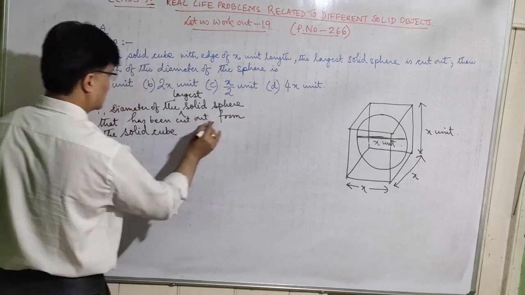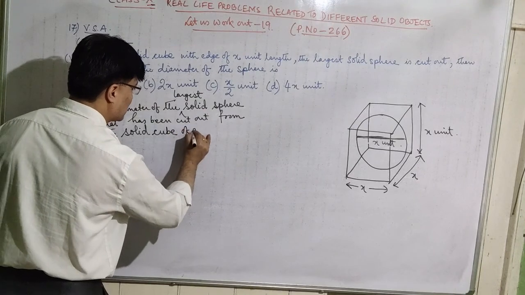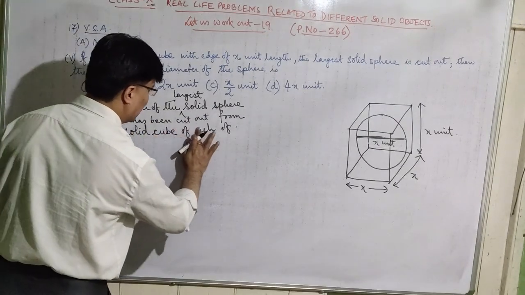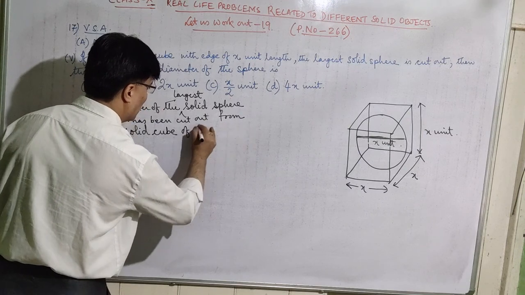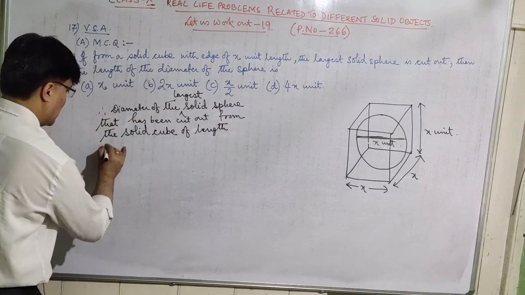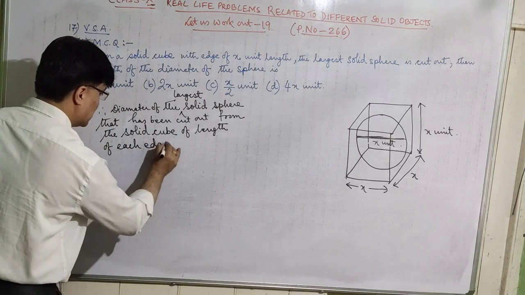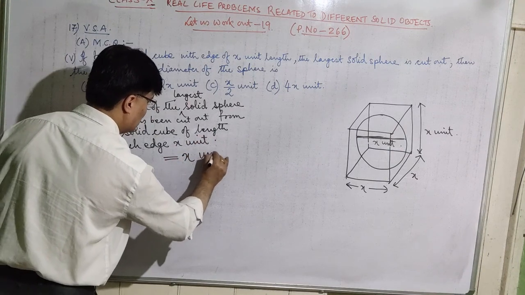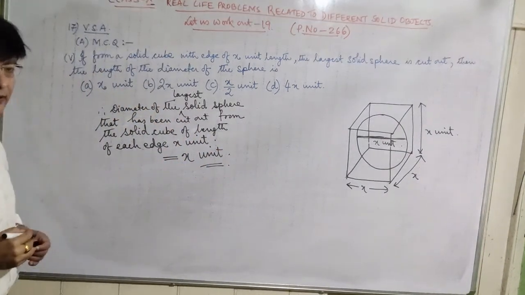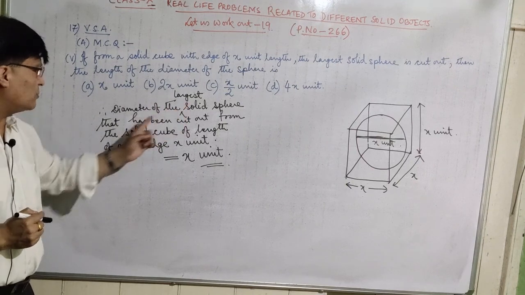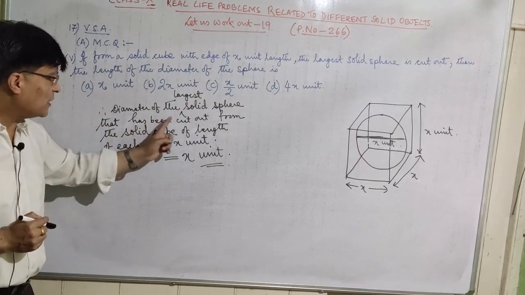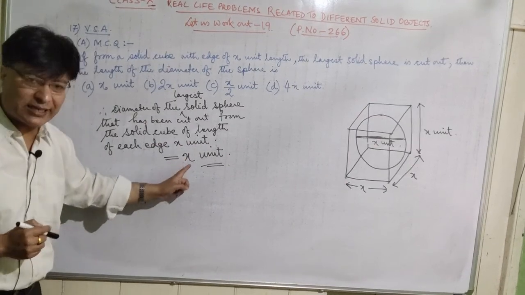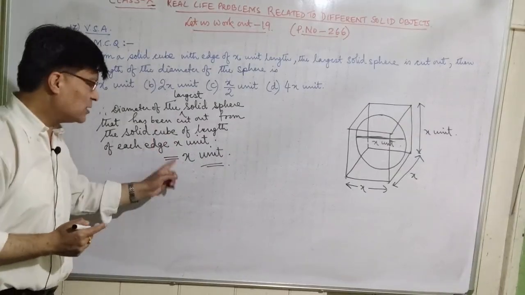of length of each edge x unit is equal to, what is it? It is also x unit. So this is the answer. That is, the diameter of the largest solid sphere that has been cut out from the solid cube of length of each edge x unit is equal to what? x unit. So what is the diameter of the solid sphere? That is also x unit.